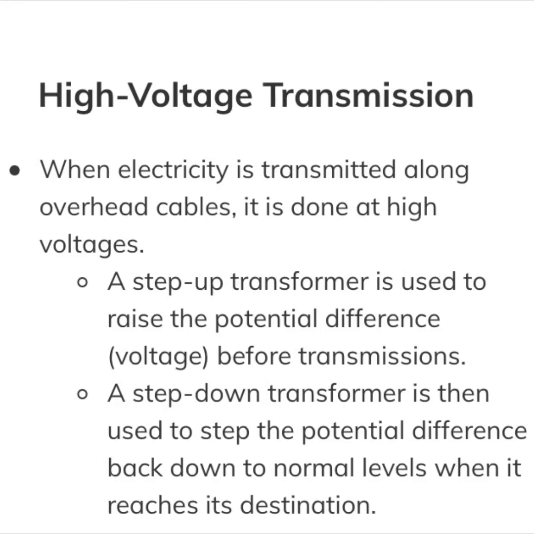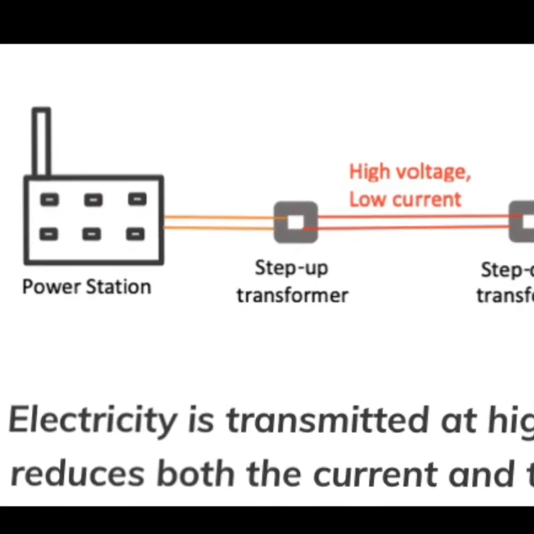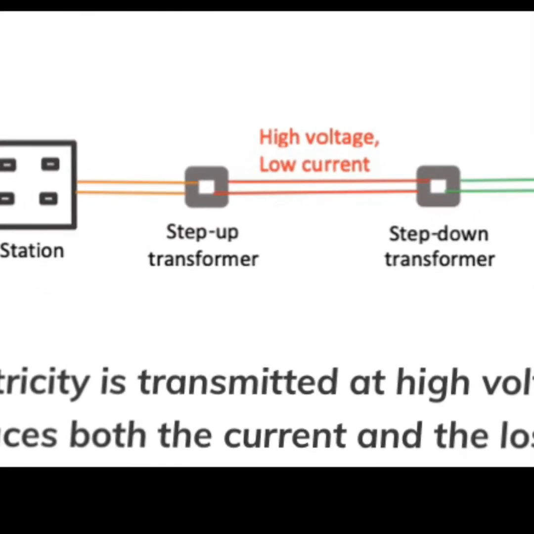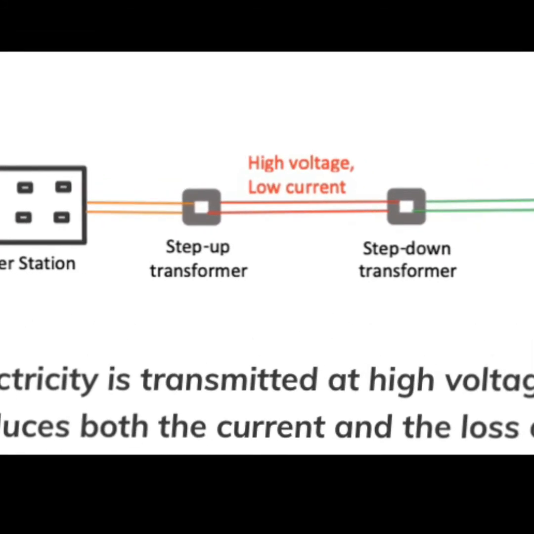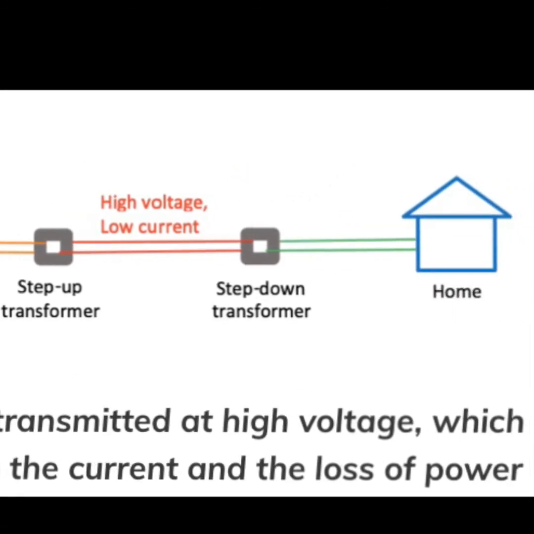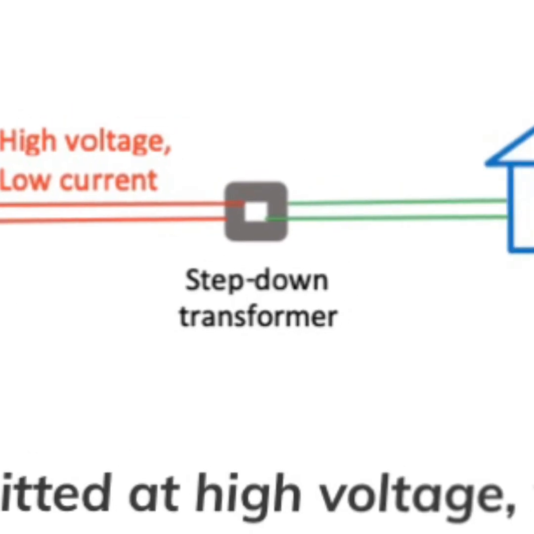As we are going to see in the next diagram, here is the power station. The power station produces electricity, and the electricity is transmitted at high voltage, which reduces both the current and the loss of power. And then you are going to find here a step-up transformer. So high voltage, low current. And then you can find here a step-down transformer.